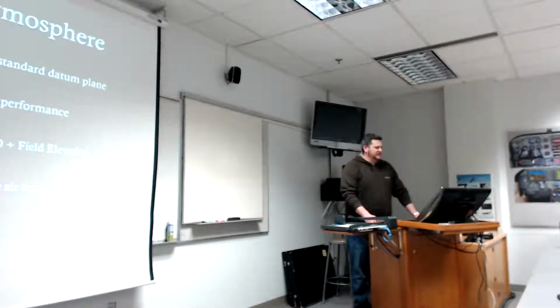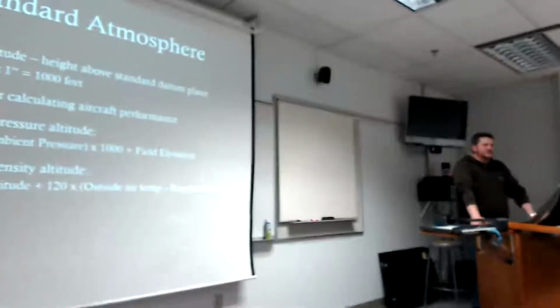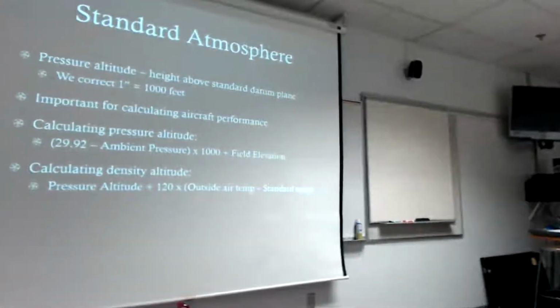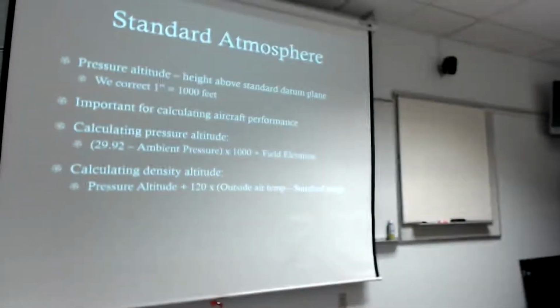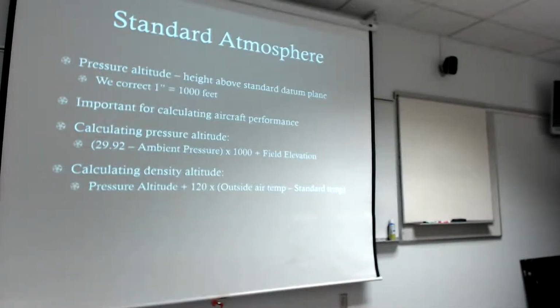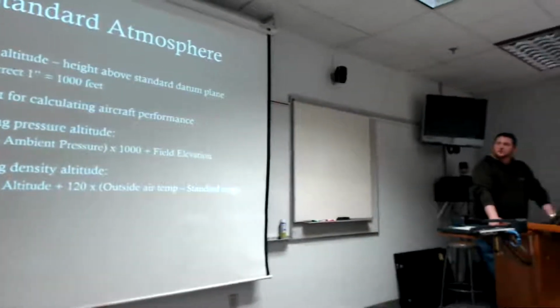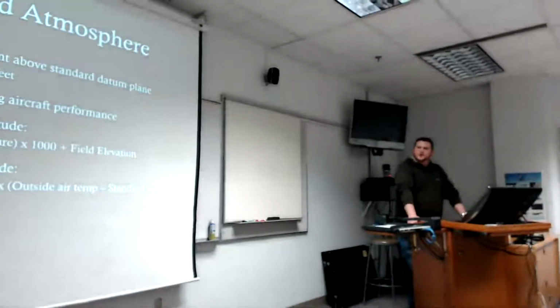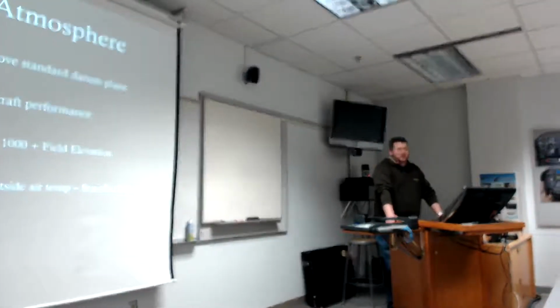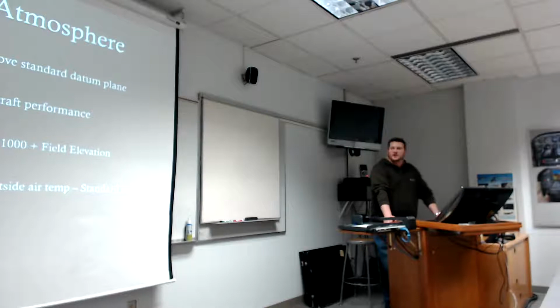All right, pressure altitude is the height above the standard datum plane. One of the rules that we use for flying is that every 1 inch change equates to about 1,000 feet. So this is how we calculate aircraft performance. Pressure altitude is standard pressure, 29.92, minus the current ambient pressure at your airport, times 1,000, and then you add that to the field elevation.